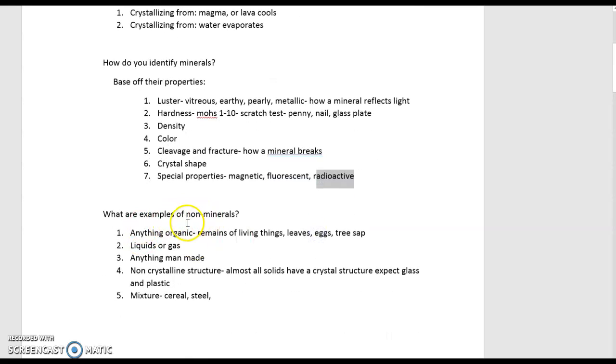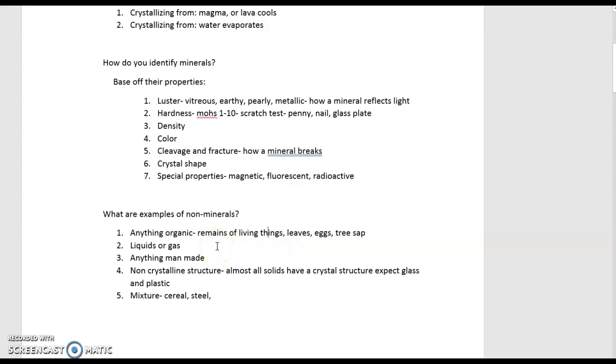Examples of non-minerals: anything that is organic, remains of living things, leaves, eggs, tree sap. That can't be a mineral. Even if it's solid, and naturally occurring, it's organic. It has to be inorganic. So we can't have that.